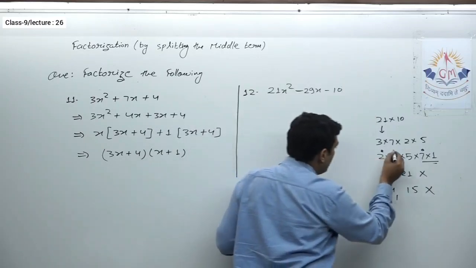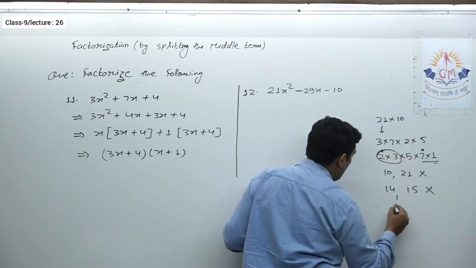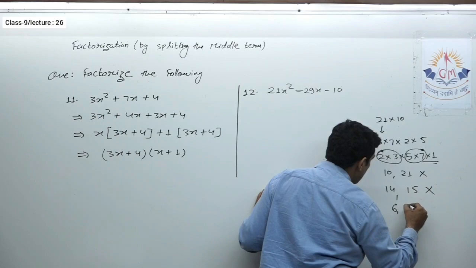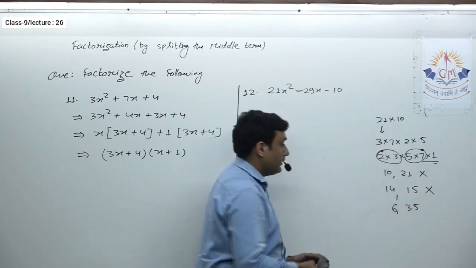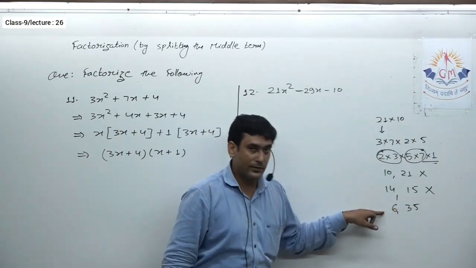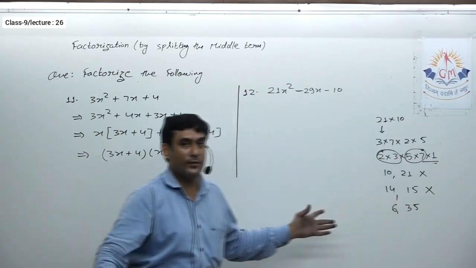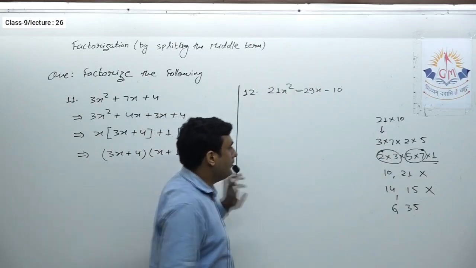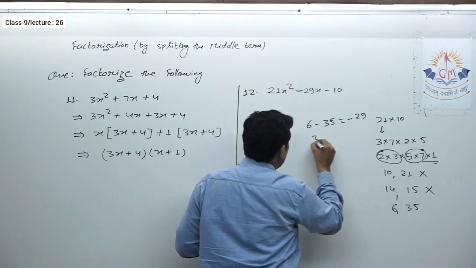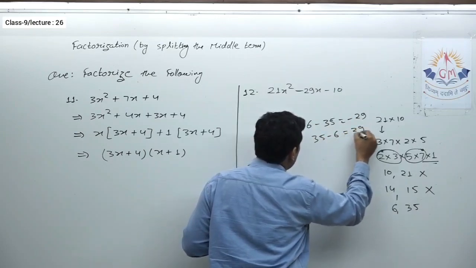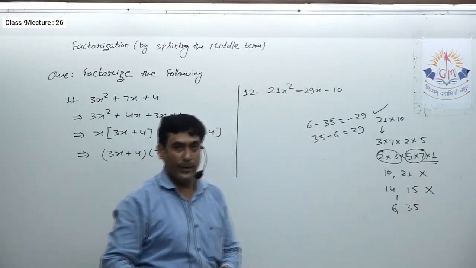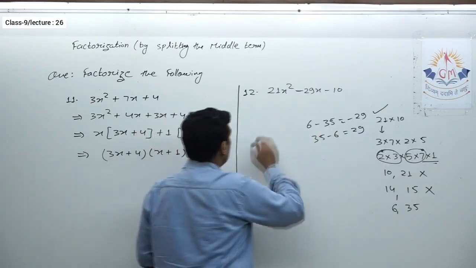Okay, now if I take these two together, 2 into 3, 6, and 5 into 7, 35. Yes, their difference is 29, isn't it? 35 minus 6 is 29, or 6 minus 35 is minus 29, and we need minus 29. See, if I do this, I will get minus 29. If I do this, I will get plus 29. This is the correct one. That means I will take 6 and minus 35 as the terms.